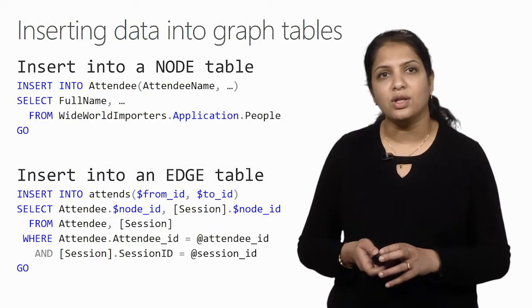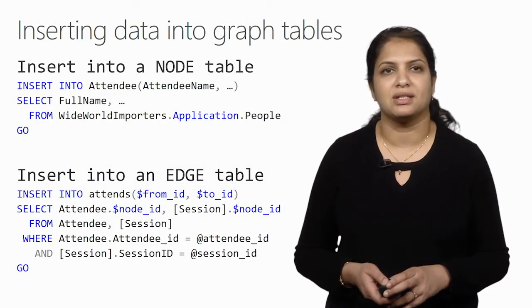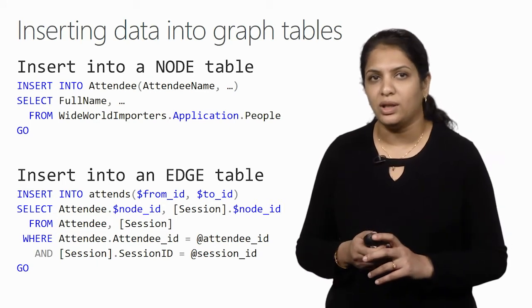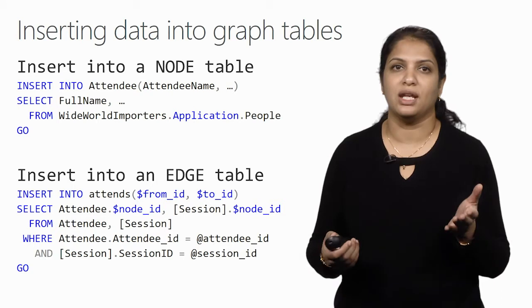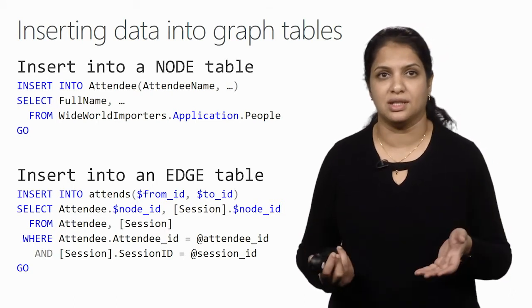Now let's look at how you will insert data into these tables. Inserting into a node table is straightforward. You just provide the attribute names or the column names for which you want to insert the data.